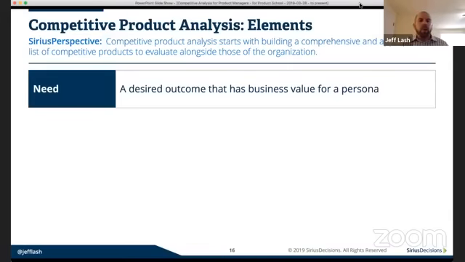The need is, I want to fill open positions at my company, or I want to make sure that we don't get sued, or I want to make sure that my employees can access information when they're outside of the office, right? What is the outcome that we're looking for? And that outcome needs to provide some sort of business value for a specific persona. The needs are going to be different from persona to persona. So different user personas will have different needs. User personas and buyer personas will have different needs as well.